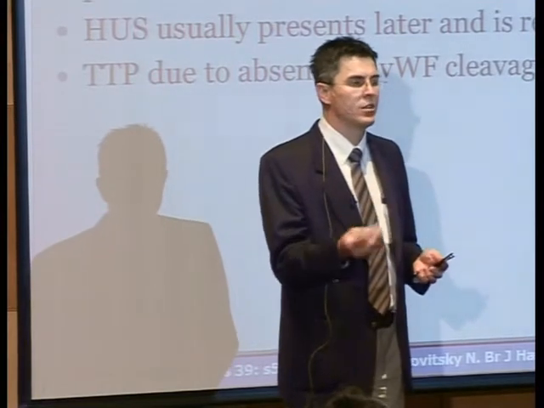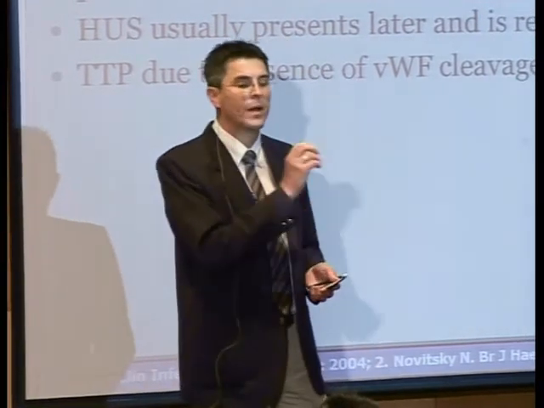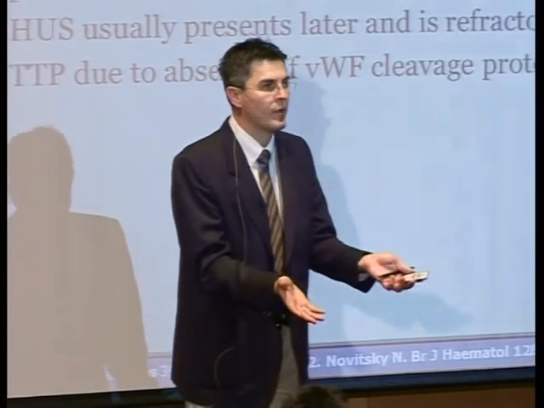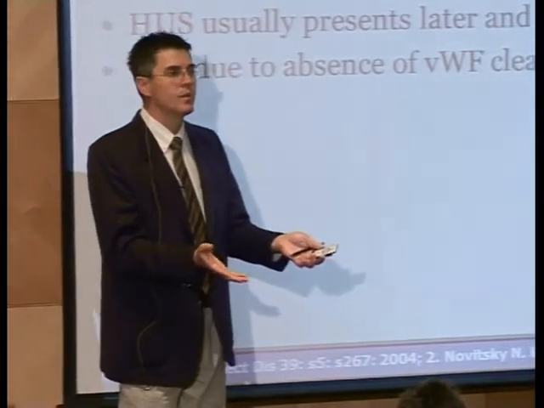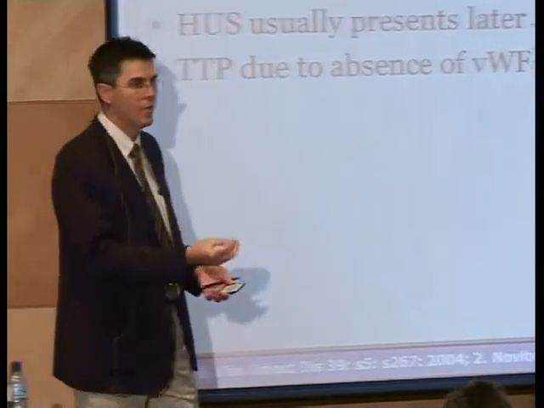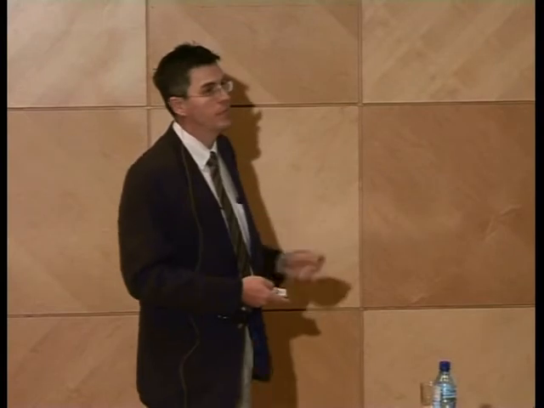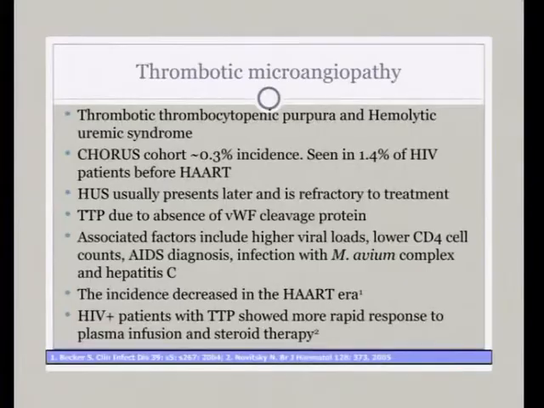It's called ADAMTS13. But in HIV, patients can develop an antibody against that ADAMTS13. And the high molecular weight von Willebrand multimers are released. They're very active, and they cause microthrombi of platelets to form. And that is the cause of TTP in patients with HIV. So associated factors that put patients at risk are higher viral loads and lower CD4 cell count, so it's progressive disease or uncontrolled disease, AIDS diagnosis, infection with Mycobacterium avium complex, and again, hepatitis C.